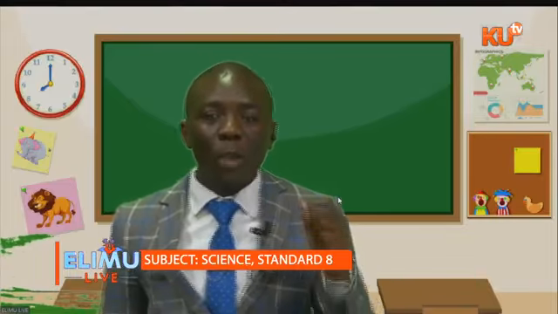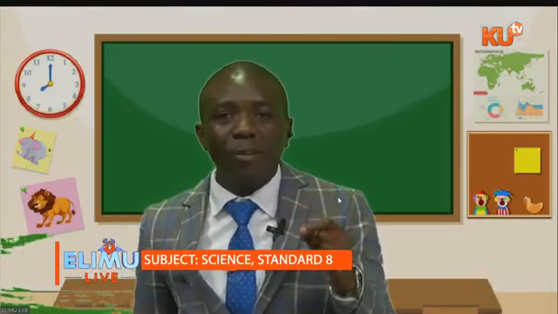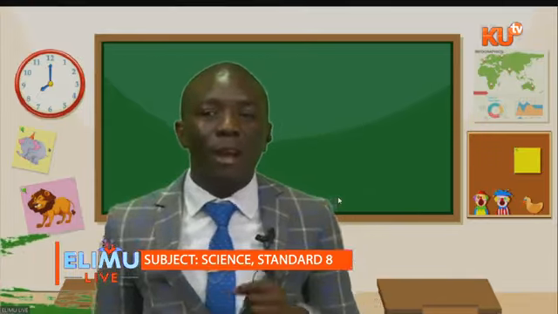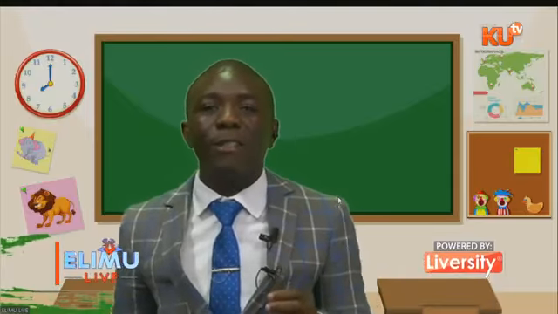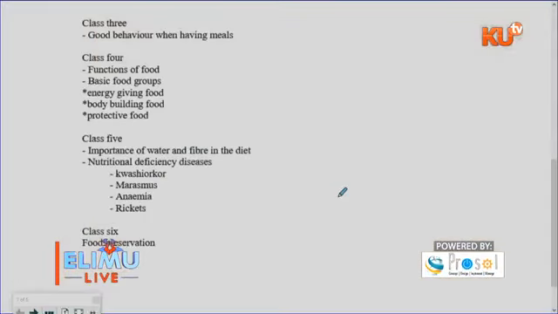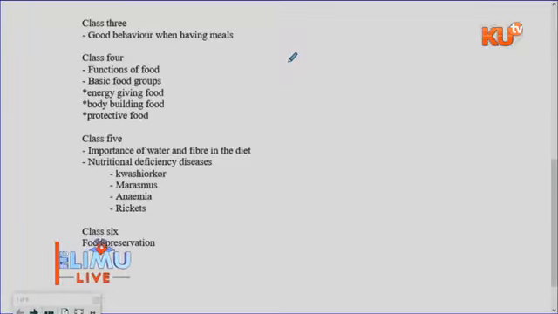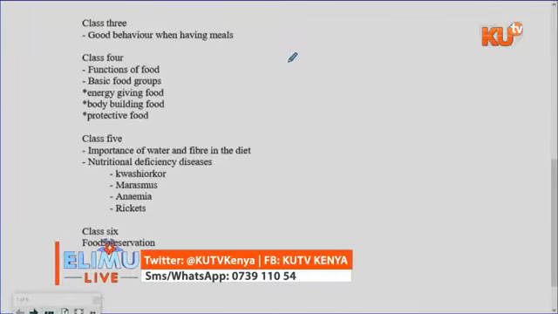However, we have nutrients that are found in these basic food groups. The first nutrient is carbohydrates. The second nutrient is vitamins. The third nutrient is proteins. The fourth one is minerals. And the last one is fats and oils. So, I repeat, the nutrients that are found in food: number 1, we have what we call carbohydrates.